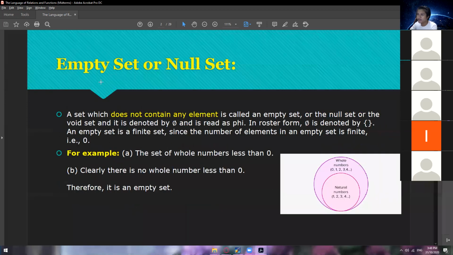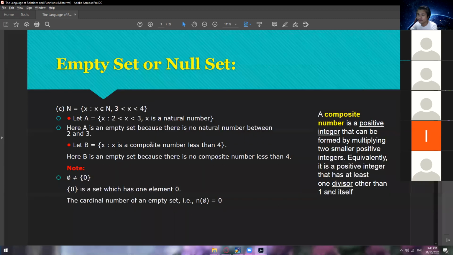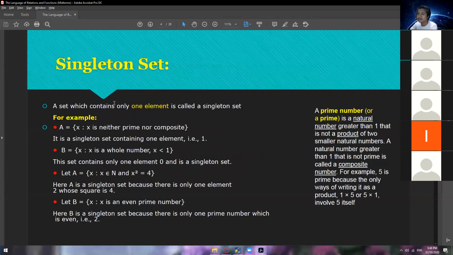So again, I'll repeat, when we say empty set or null set, it does not contain any element. Alright, so moving on, we have here the singleton set. Very straightforward din. Huwag kayo malilito. When we say singleton, single. Isang element lang yung meron dun sa set na yon. So, it is a set which contains only one element.